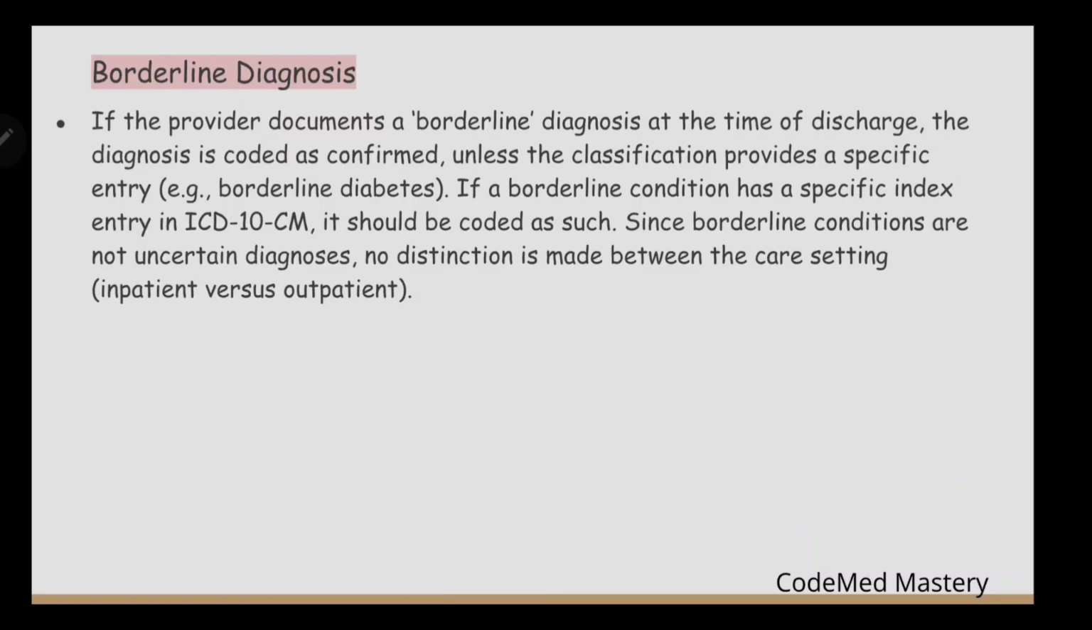Next is borderline diagnosis. If the provider documents a borderline diagnosis at the time of discharge, the diagnosis is coded as confirmed unless the classification provides a specific entry. For example, borderline diabetes. If a borderline condition has a specific index entry in the ICD, it should be coded as such.